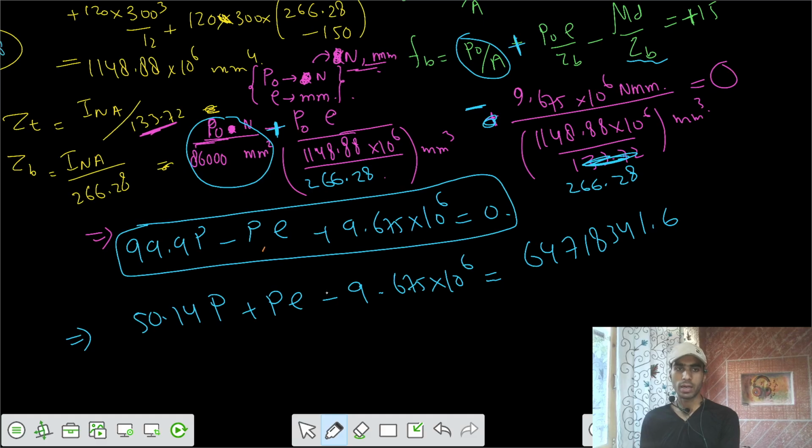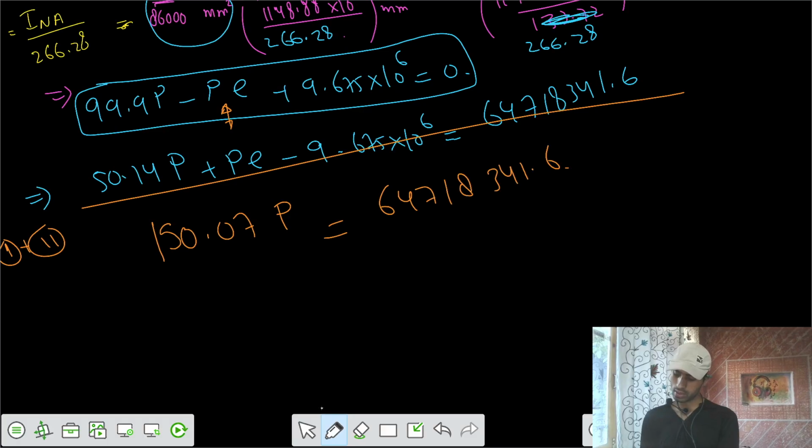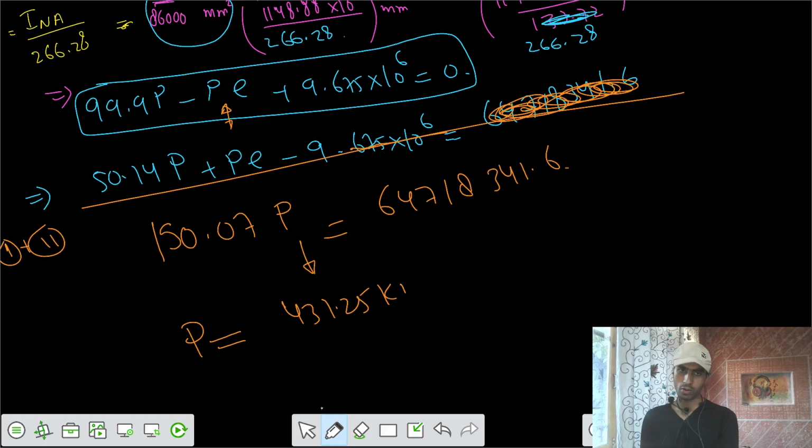And finally, if I add those two equations, this part gets cancelled. If I add equations 1 and 2, I can get the net value so that P can be solved. So finally, 150.07 P equals 64718341.6. So this is the value we have. Actually, the equation you can still solve. What is this coming out to be? Finally, P comes out to be 431.25 kilonewton.